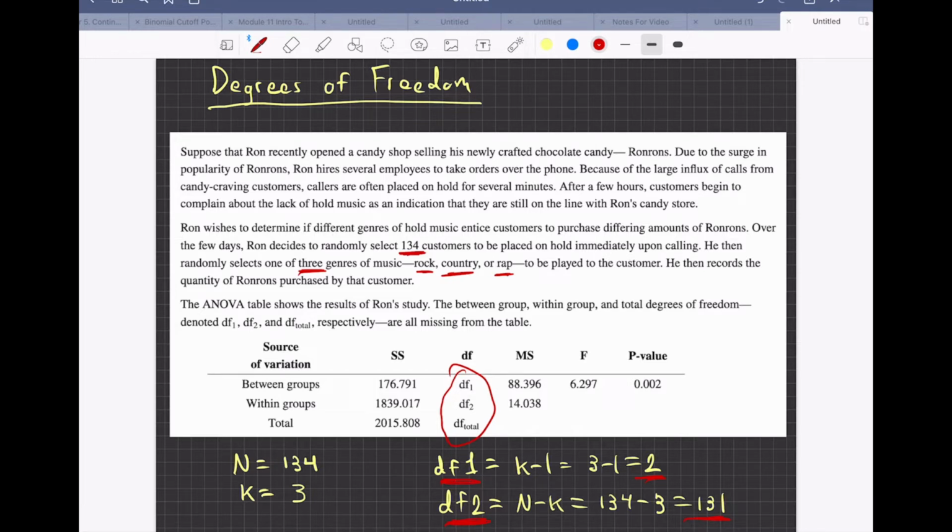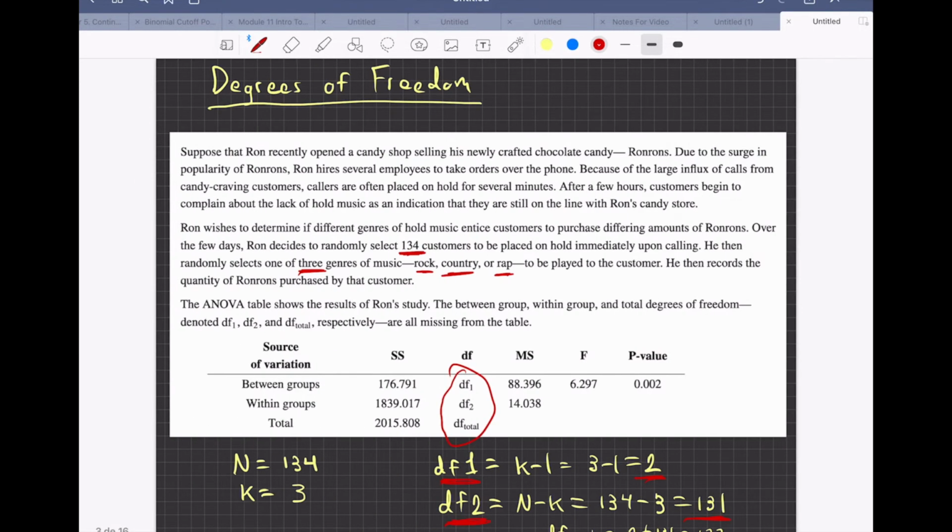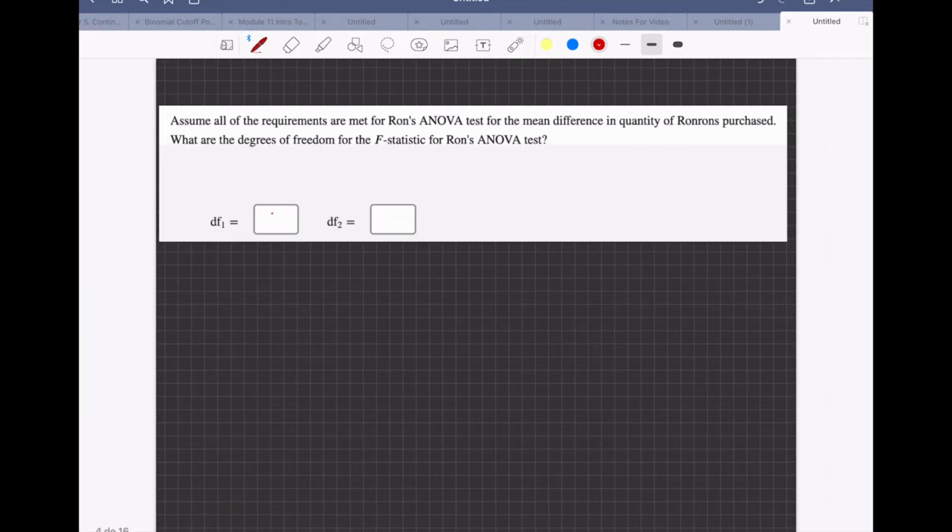2 and 131. By the way, I think this problem is not asking for this, but how do we compute the degrees of freedom total? Do we have to add these two? Yeah. Degrees of freedom total is 2 plus 131. All right, and that's all you have to do here. DF1 is 2, and DF2 is 131. That's all for this exercise.